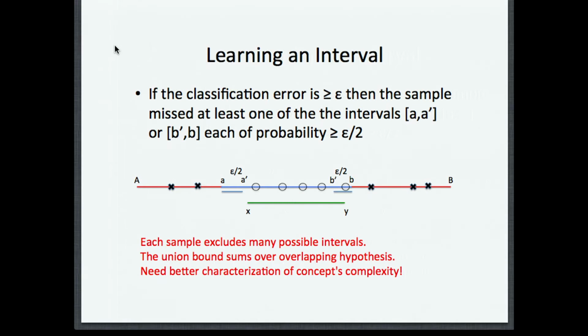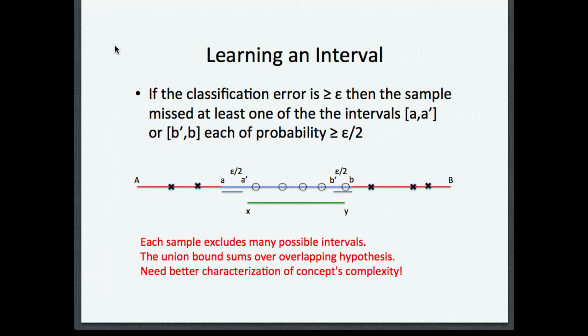Now, if there is an error, and again, BA is the real or correct interval, well, if there's error more than epsilon, then there is some interval of epsilon over 2 here and epsilon over 2 here that we missed in our training set. And so, of course, a finite training set, whose size is just a function of epsilon and delta, would give me that. Okay. So what happened here?